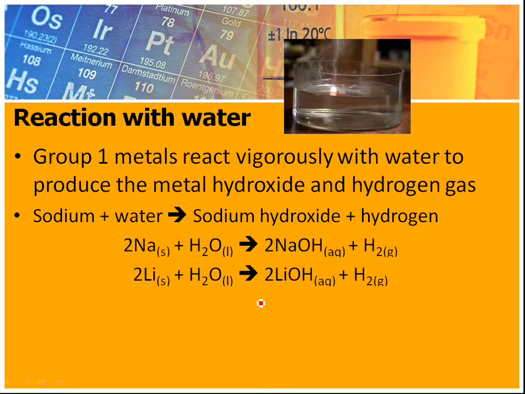Another example for lithium. Okay? All you have to do is change the group 1 metal. Everything else is the same. The coefficient is the same, 2 and 2, and of course hydrogen gas is produced in both reactions.